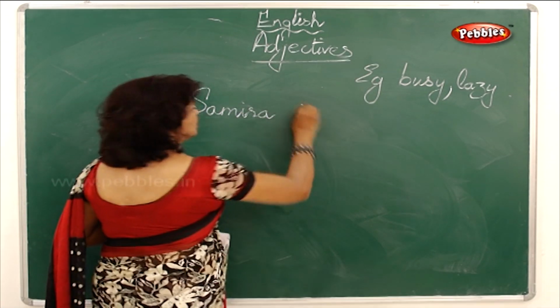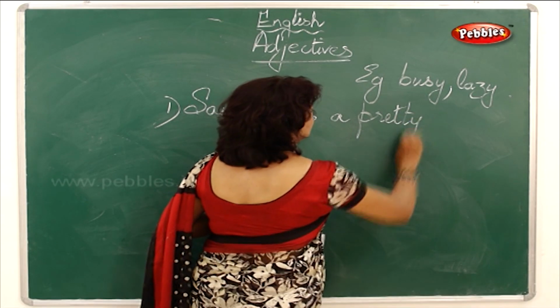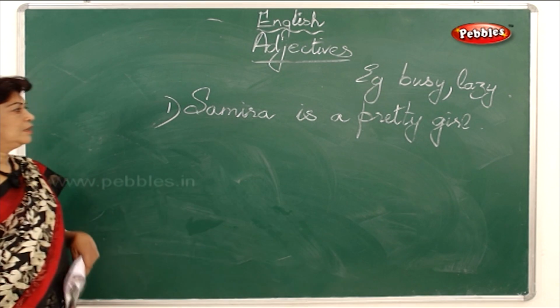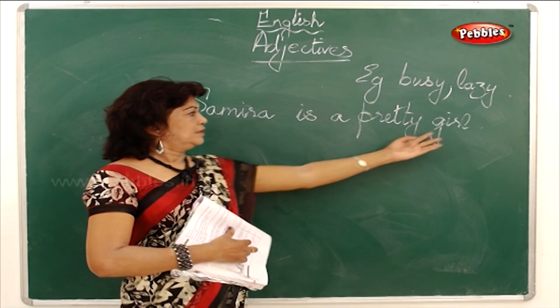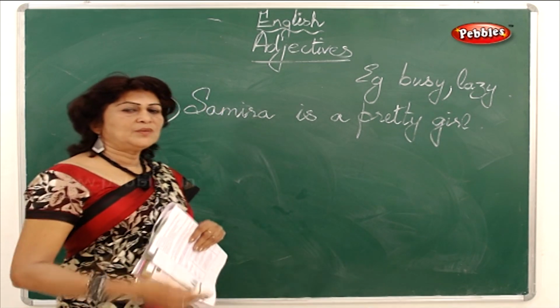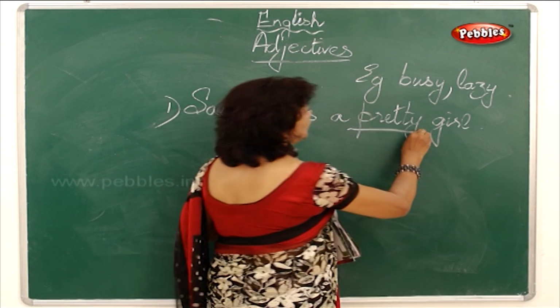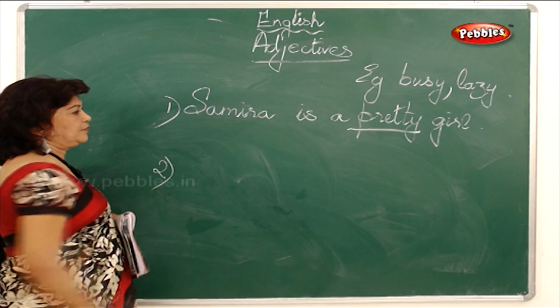Samira is a pretty girl. Okay. Now which is the word that describes a noun here? The noun is girl. And which is the word that describes a noun here? Pretty. So this is an adjective. Okay, one more sentence I will give you.